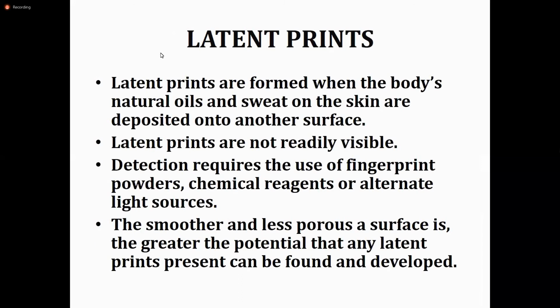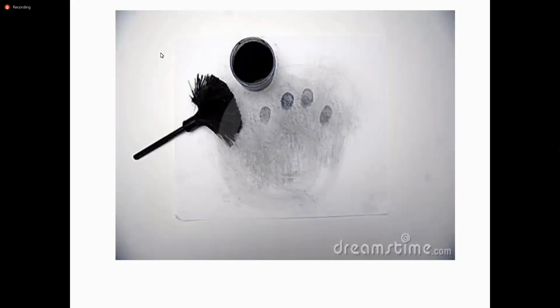Then there are chemical reagents like silver nitrate or ninhydrin or iodine. These are alternate light sources by means of which you make the print visible. The smoother and less porous the surface, the greater the potential that any latent prints present can be found and developed. These are the means of the dusting powders that you use.